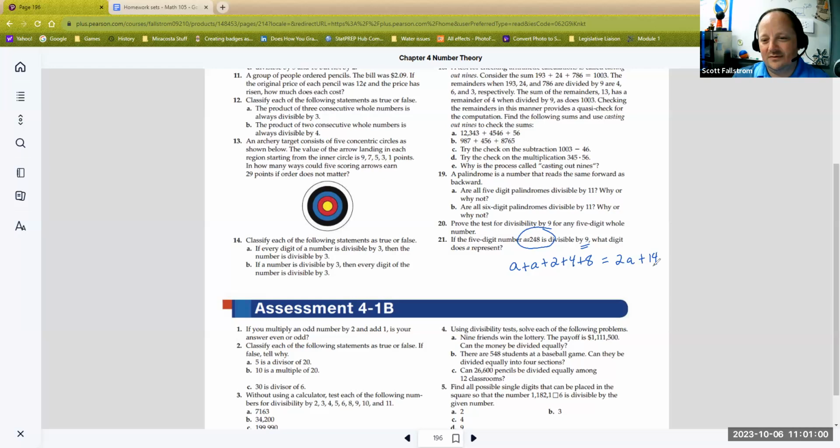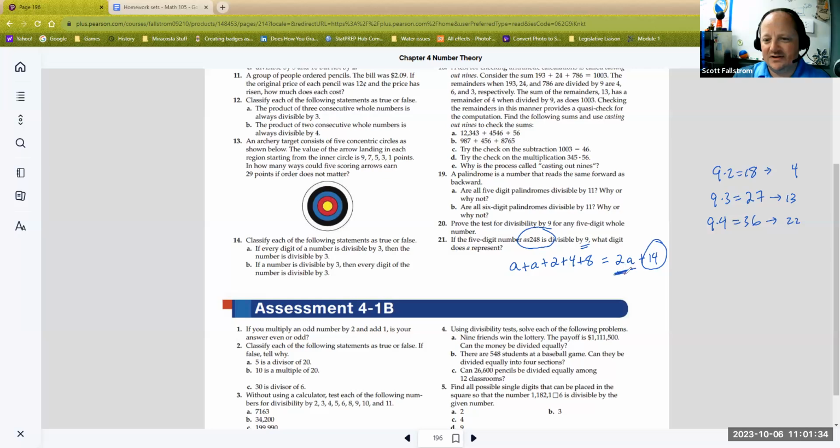So 9 doesn't go into 14 evenly. The next values above 14, think of multiples of 9. 9 times 2 is 18. 9 times 3 is 27. 9 times 4 is 36. Okay, so take away the 14, and that's going to leave you with 4. Take away the 14, and it leaves you with 13. Take away the 14, and it leaves you with 22.